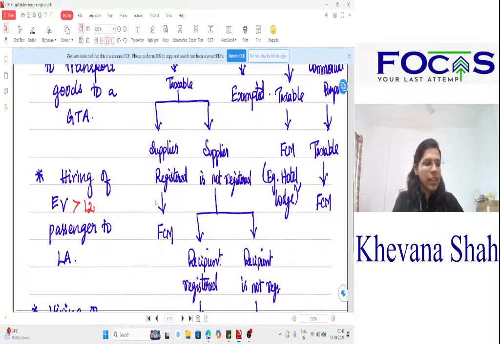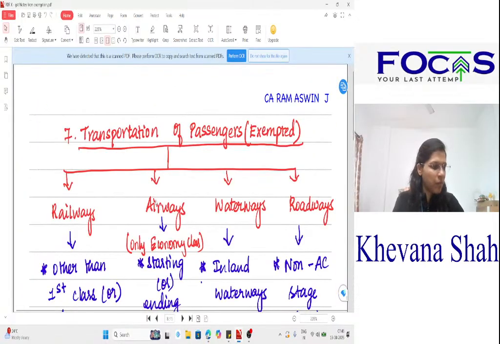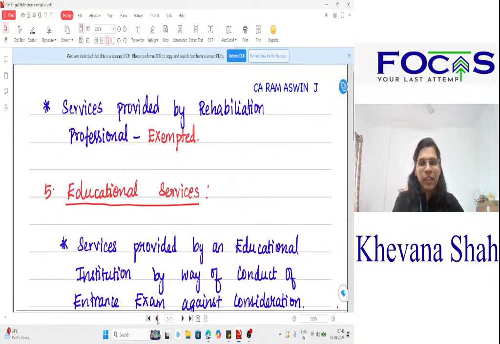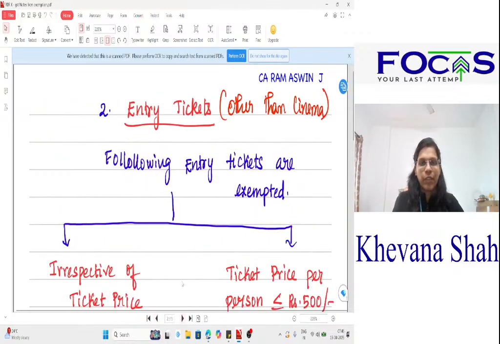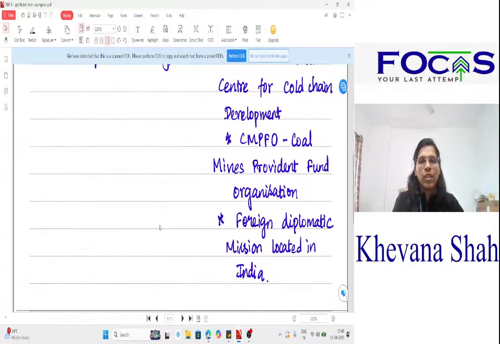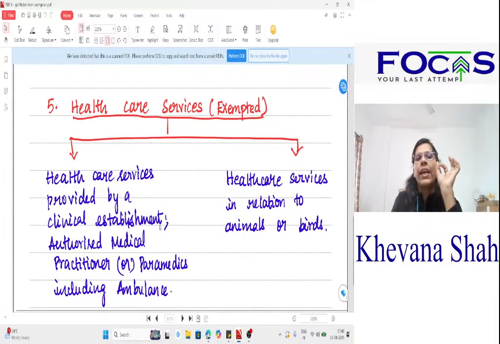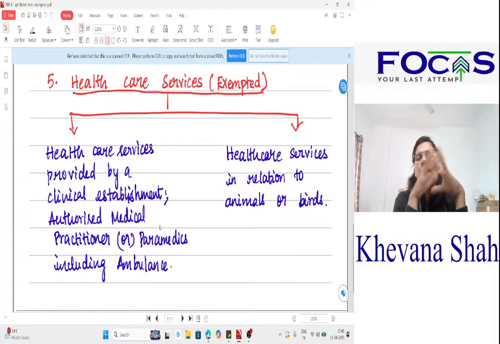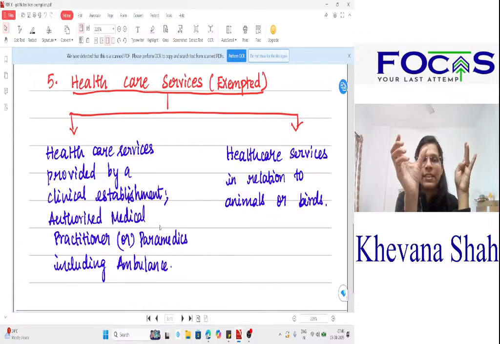Next we will check this page number 5, education. Okay. Next we will check healthcare services. Okay. So for healthcare services, we have divided them into two parts. So the first one is healthcare services provided by a clinical establishment.